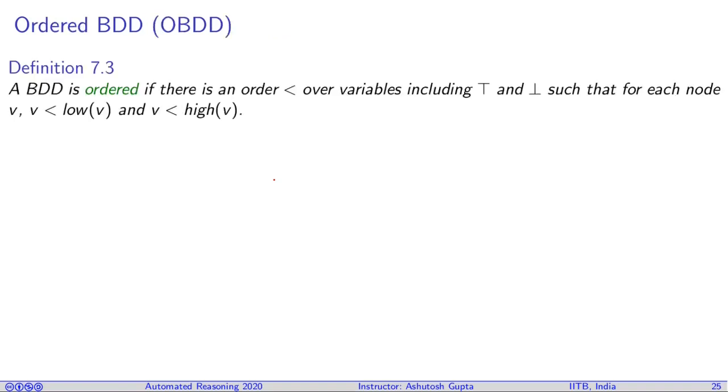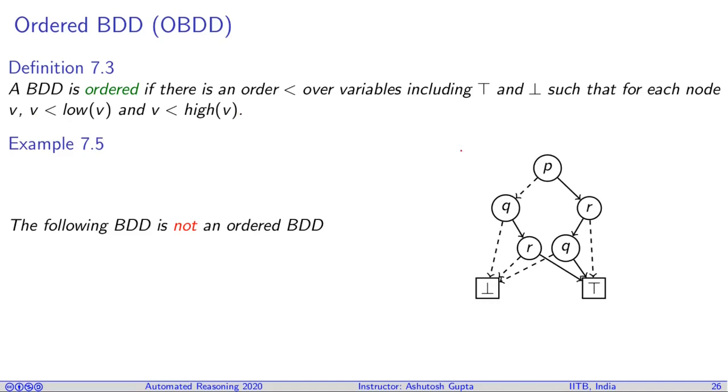So let's get to the definitions. The first definition is ordered BDD. What is an ordered BDD? If there is an order over all the variables, let's say you have n variables, all the variables put in some order p1 to pn, such that for each node, let's suppose there's a node v in your tree, then v should appear in the order before both of its children.